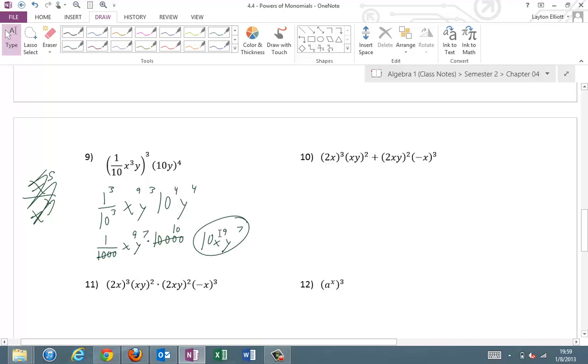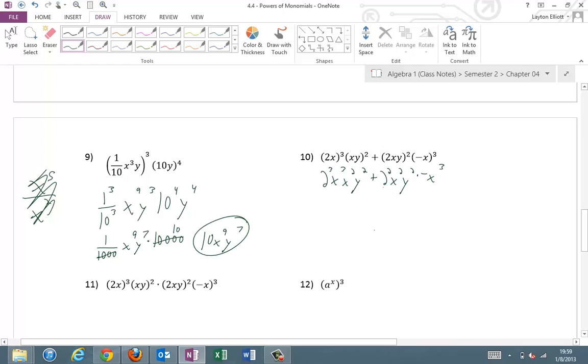Number 10, we're going to follow order of operations. Can't do anything in the groups, but I can raise those groups to exponents. 2 to the 3rd, x to the 3rd, then x to the 2nd, y to the 2nd, plus, keep raising, don't multiply yet, so we're going to raise 2 to the 2nd, x to the 2nd, y to the 2nd, and then a negative to the 3rd power is going to be a negative, so it's times negative, and x to the 3rd.